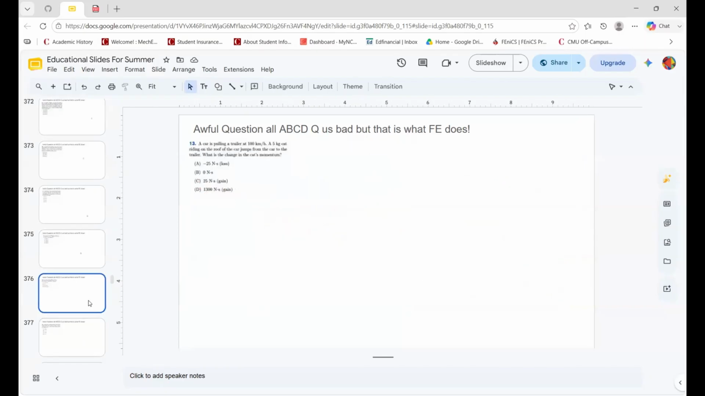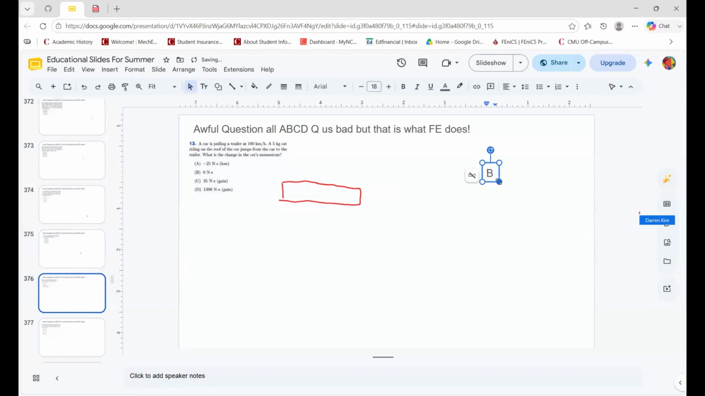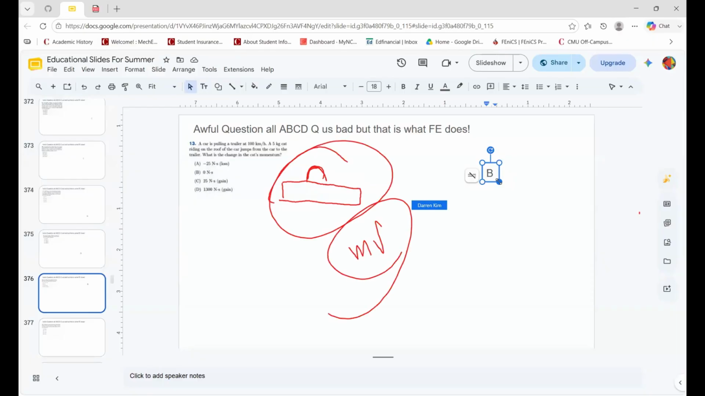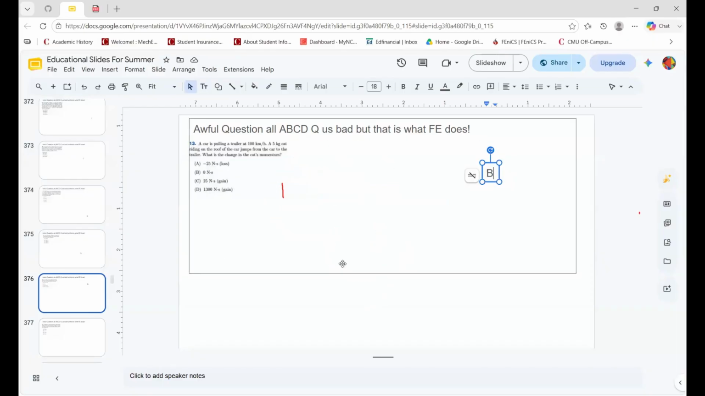Oh well. A car pulled a trailer at 100 meters per second. A 5 kilogram cat riding on top of the roof of the car jumped from the car to the trailer. What is the change of momentum? So is this part of question 12? Are 12 and 13 connected or something? No, I don't think so. Anyway, a car is pulling a trailer like this. And wait a second. This is B. It's the same item. What kind of question is this? It's just B, because you're jumping internally. Externally, it's MV still. Nothing changed. So I don't understand what the point of that question was, but that's true.